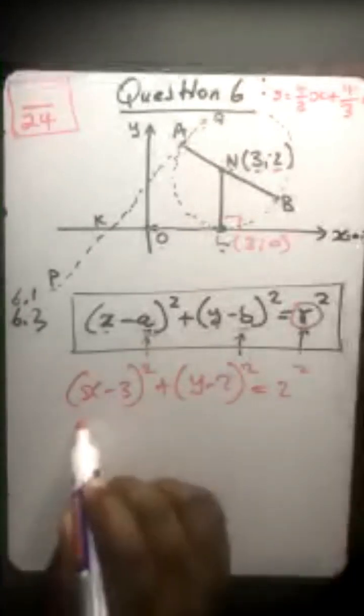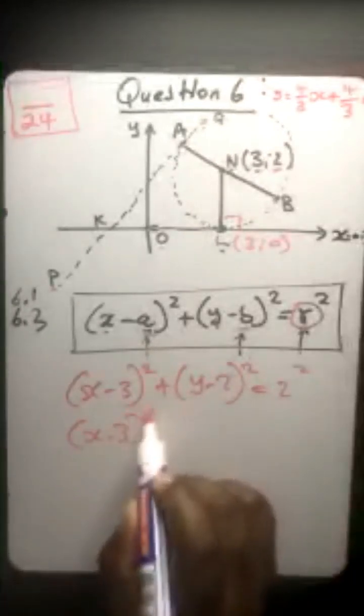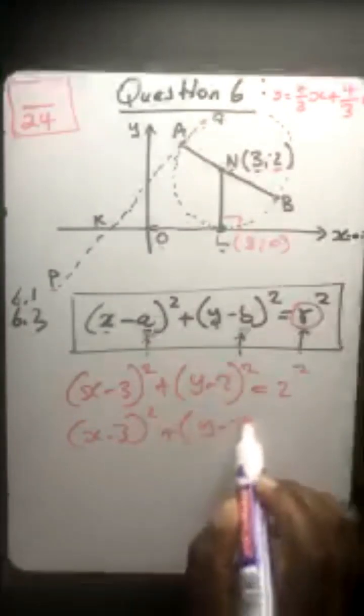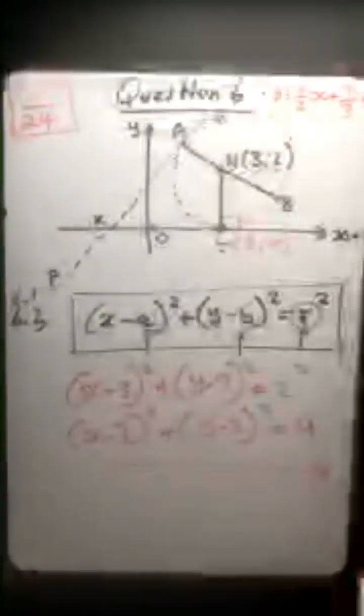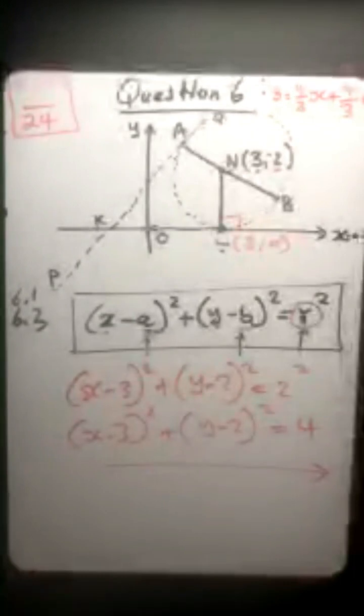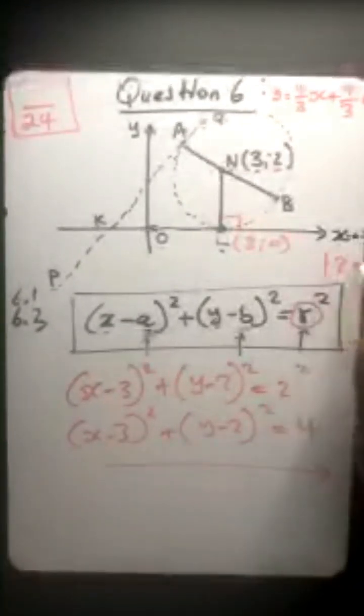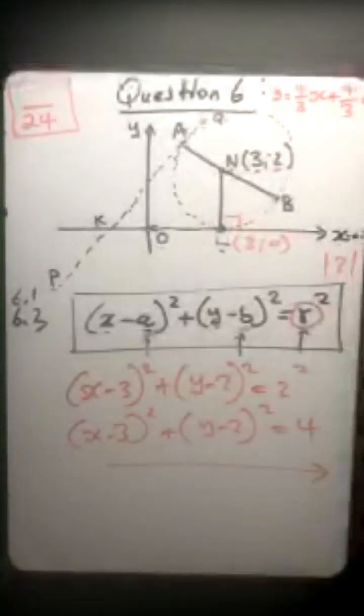And then this is what you are having: plus y minus 2 squared equals 4. Then you are done. You are still going to get full marks. That is why this question is allocated only 3 marks. But does it make sense to everyone?